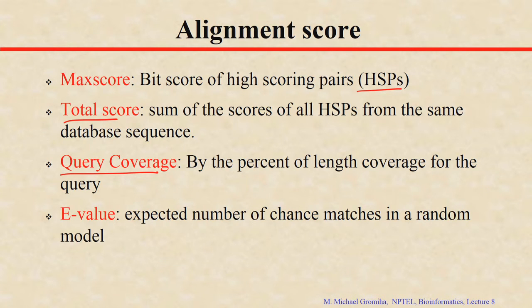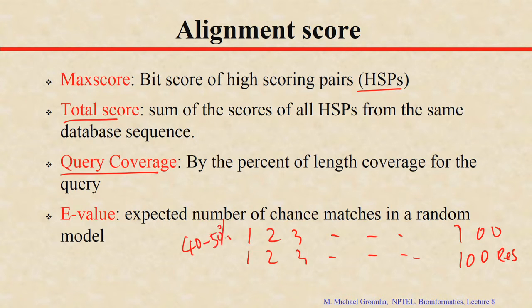Why is the query coverage very important? Sometimes you get a partial match. If you have 100 residues, and you use all the 100 residues to match with another 100 residues, then your score will be less. The number of similar or identical residues may be 40 or 50. On the other hand, if you have only some segments, for example 10 residues or 20 residues, you will have high matching, for example about 90%.